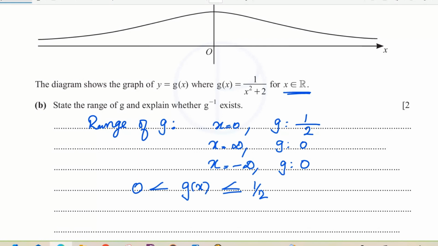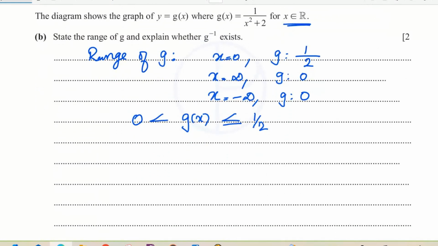So it's given explain whether g inverse exists. So let's check. When x equal to 1, we get y as 1 over 3. When you give x value as negative 1, that time also you are getting y value as 1 over 3.